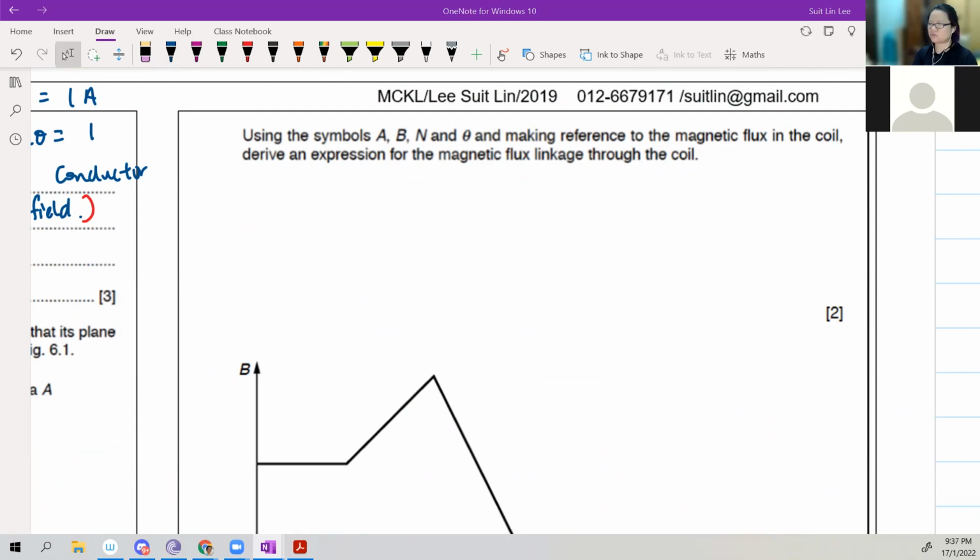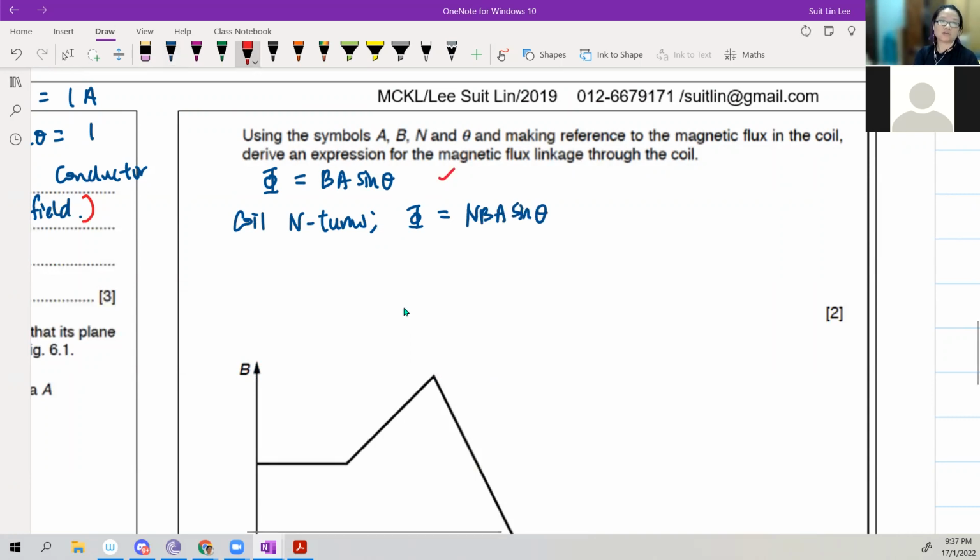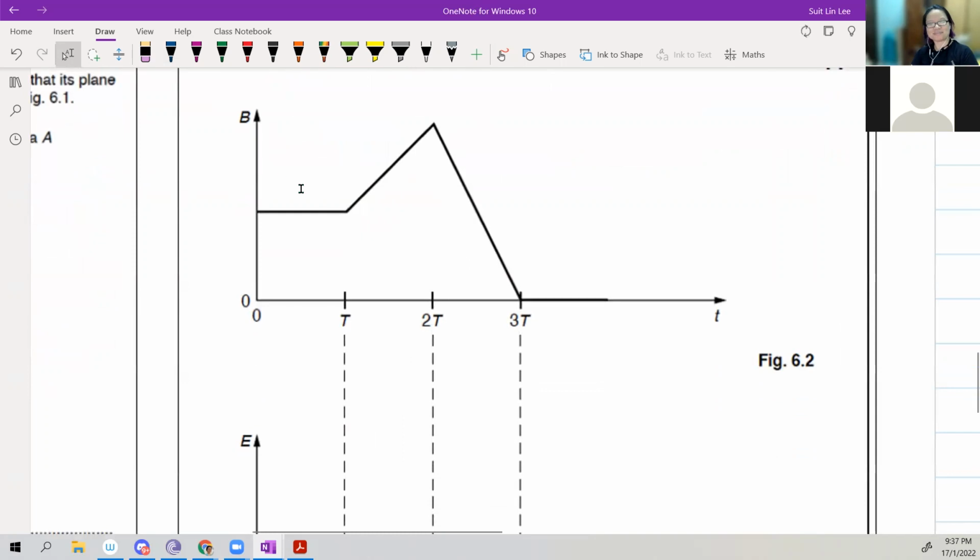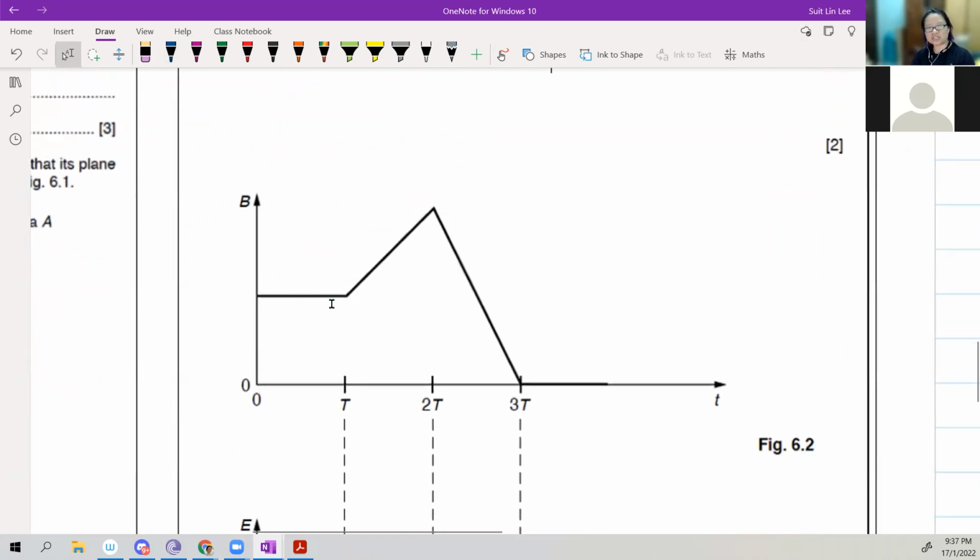Okay, so this part is sort of straightforward because magnetic flux is equal to BA sine theta. So for a coil of N turns, flux will be equal to NBA sine theta. That's all. Very nice one. Then we look at the recent question after this. But let's see. Your magnetic field changes like that. So at first it is constant, then it goes up, then it goes down.